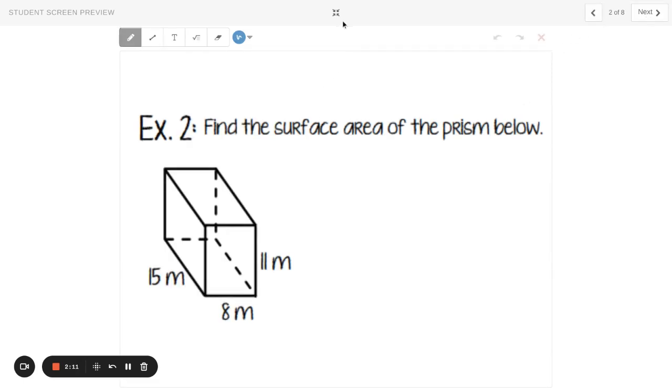So for the next one, pause the video and try on your own. This is still a rectangular pyramid, or excuse me, prism. So the base is the rectangle. The volume formula is V is equal to big B times H. And since it's a rectangle, big B will just be base times height. The base of the rectangle is 8, and the height of the rectangle is 15. So 8 times 15 is 120.